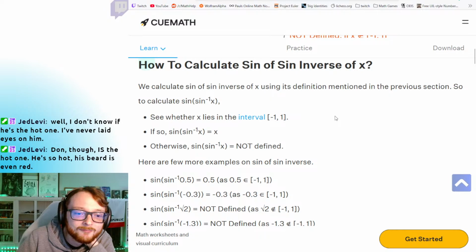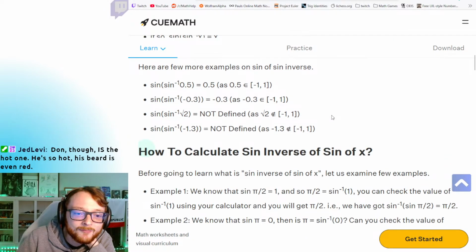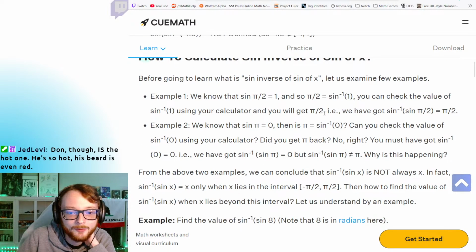This one is coming out as just not defined if you go out of the range of inverse sine.